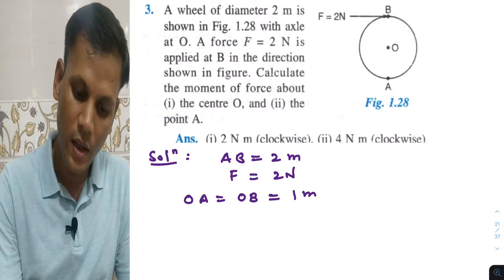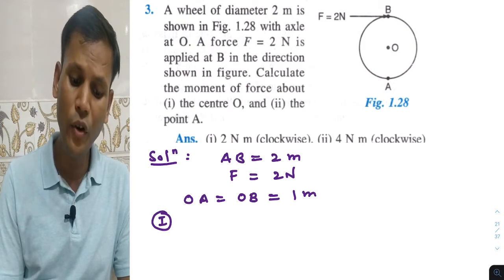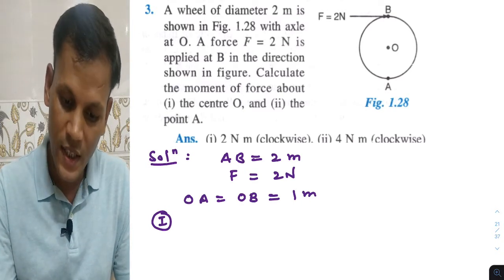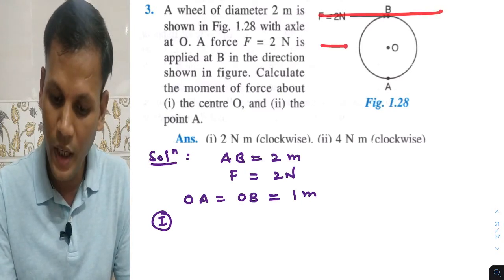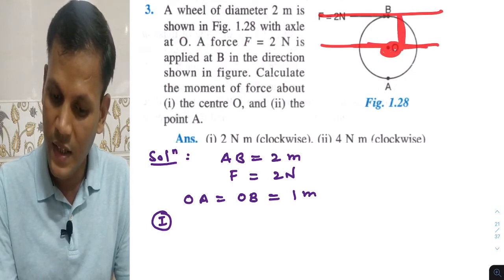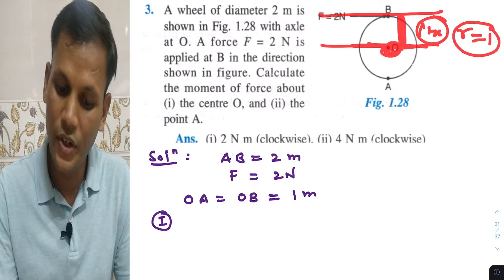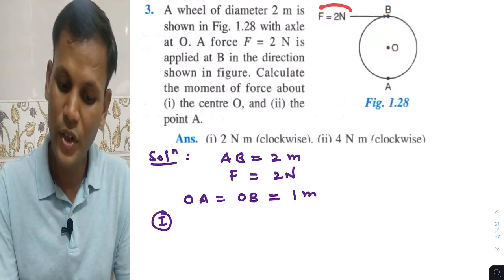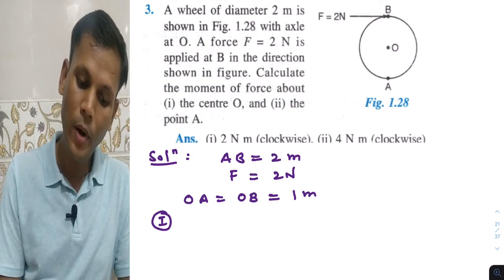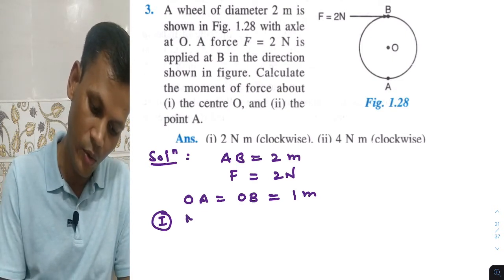Now the first part is to be calculated: moment of force about the point O. So force is acting at this place and the moment we have to calculate about O. So this distance will be 1 meter. So about O, R will be 1 meter and force is 2 Newton. So we will write moment of force about center O.